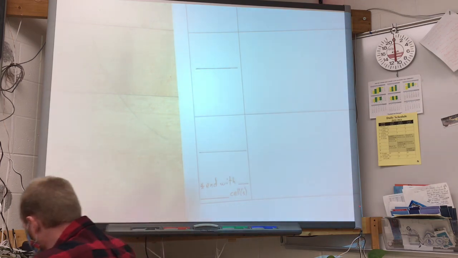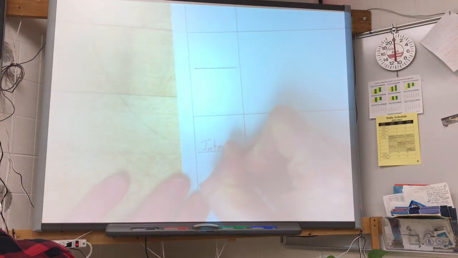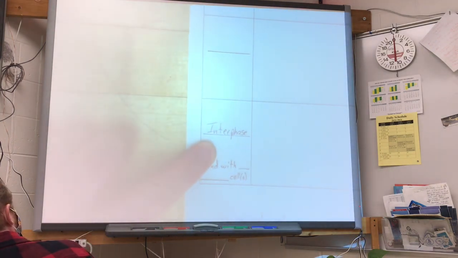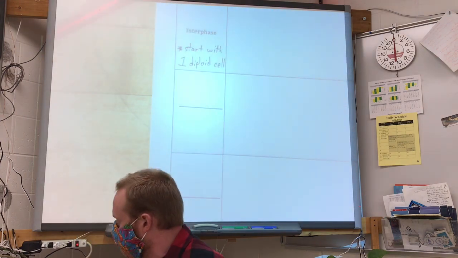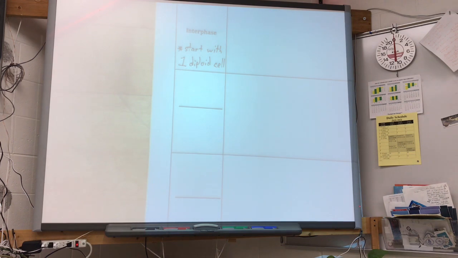But for these very last two boxes, I'm going to tell you that we are going to end with interphase. So we're going to start with interphase, we're going to end with interphase, and that's what I want you to draw. I have some colored pencils sitting right next to it. I would encourage you to grab colored pencils to draw it like we did in class.